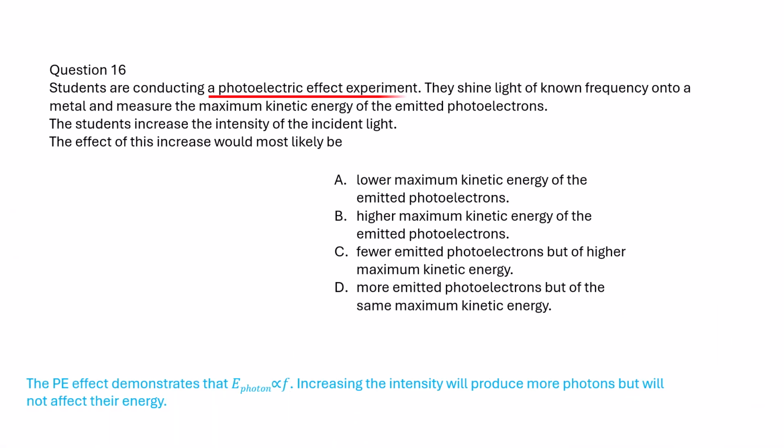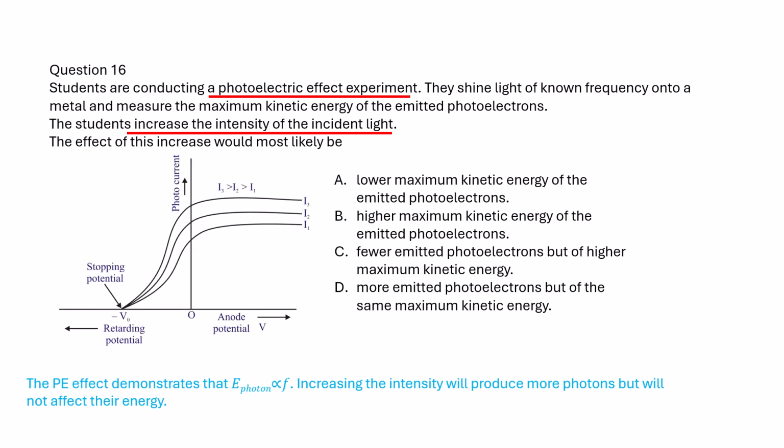To explain the photoelectric effect, we must consider light as photons. The energy of the photon is proportional to frequency, not intensity. However, higher intensity means more photons and larger current. So, D is correct.